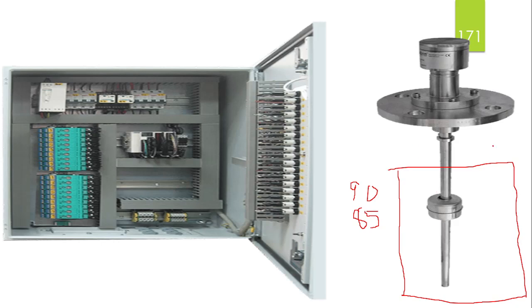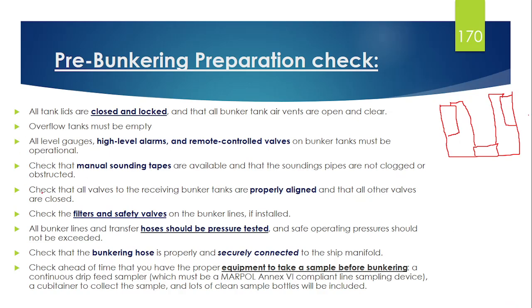Now you have to make sure that your alarm is properly functioning. So before taking the bunker, you have to test all the alarms, and in order to avoid any problem, you also keep records so that you can prove that you have tested them. After that you have to check the sounding tape. You should have two sounding tapes with clear marking so that they indicate proper sounding. After that you have to make sure that the sounding pipe which you have is not clogged, so that you can receive proper sounding during the bunker.